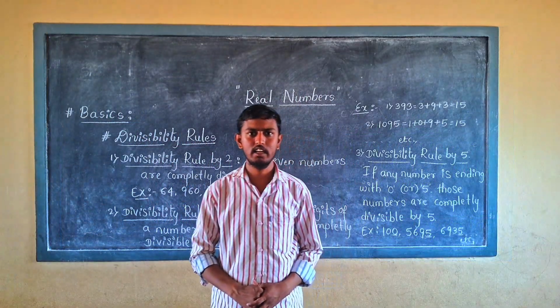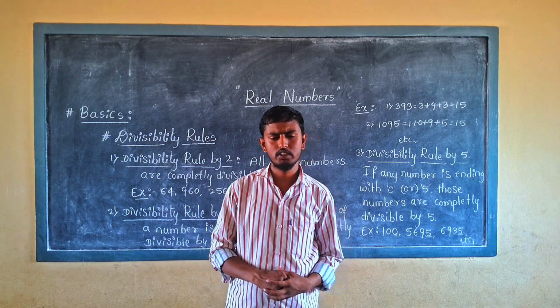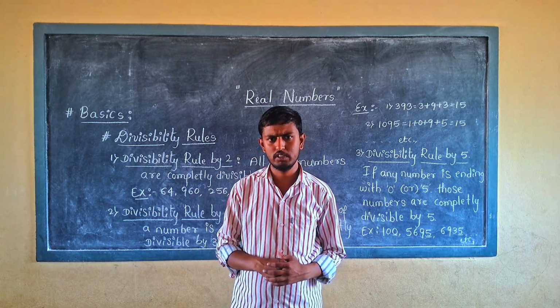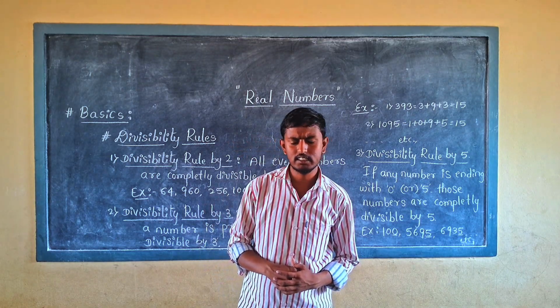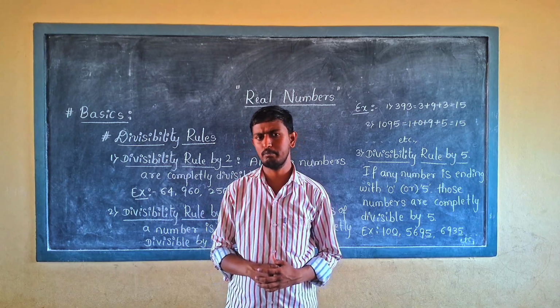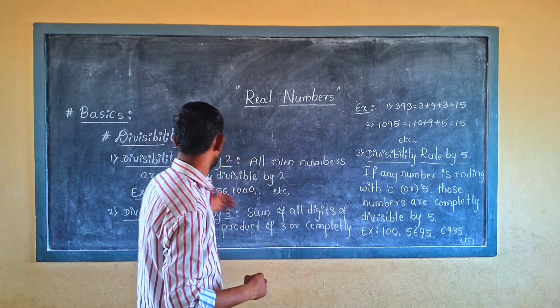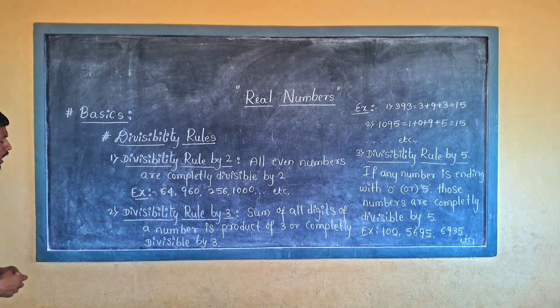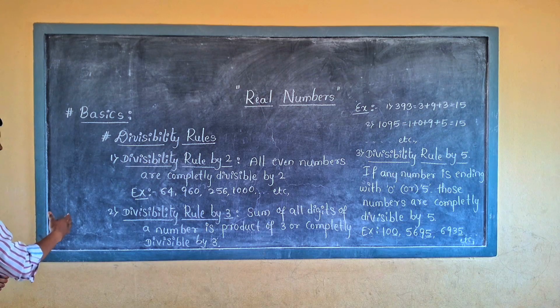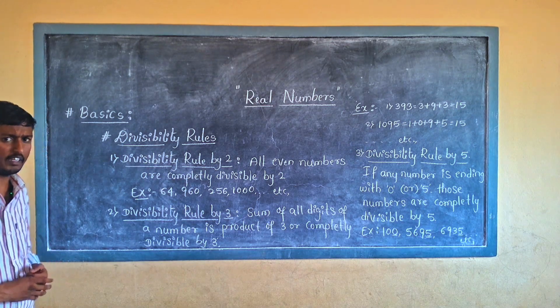Okay. Next basic thing is the divisibility rule. We must know at least three divisibility rules: divisibility rule by 2, by 3, and by 5. These divisibility rules help while solving prime factorization. The first one, divisibility rule by 2: all even numbers are completely divisible by 2. For example, 64 is an even number, so it is completely divisible by 2. Again, 960, 256,000, etc. are examples, because these numbers are completely divisible by 2.